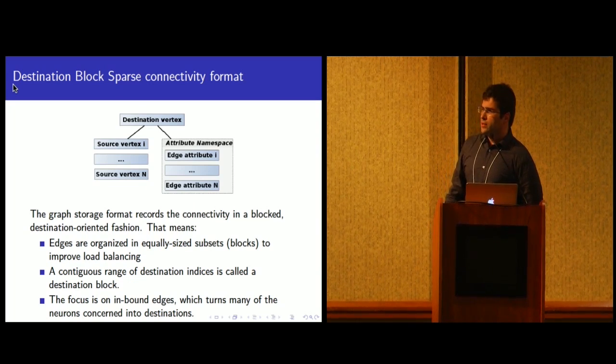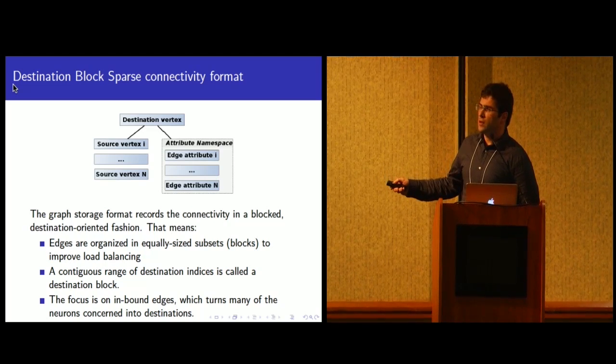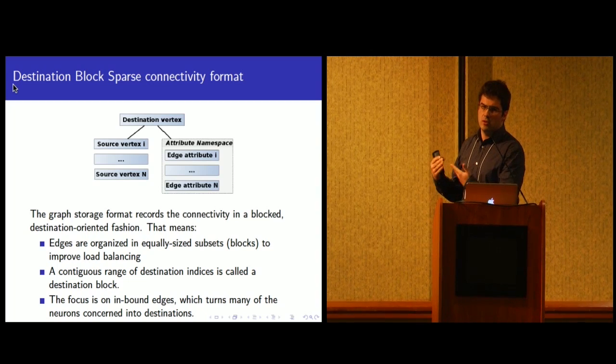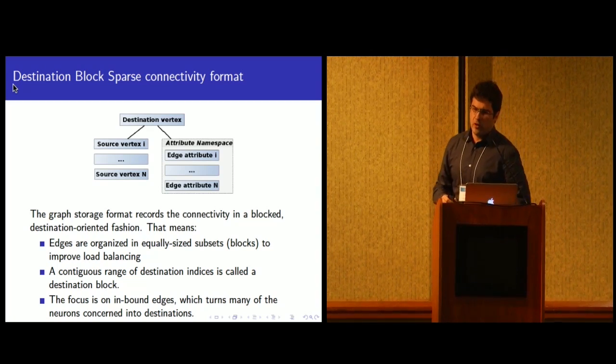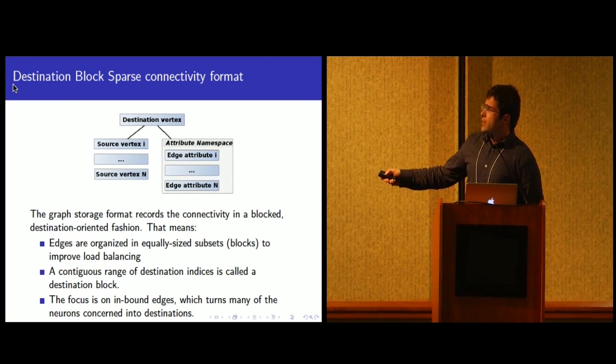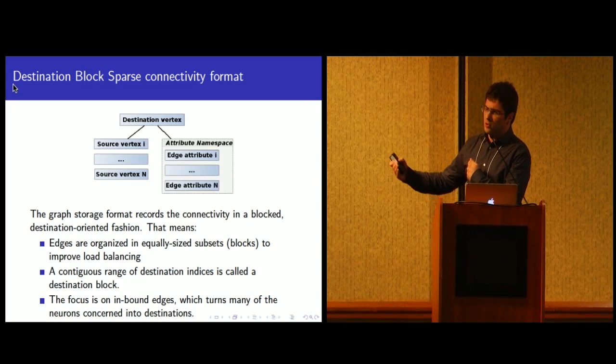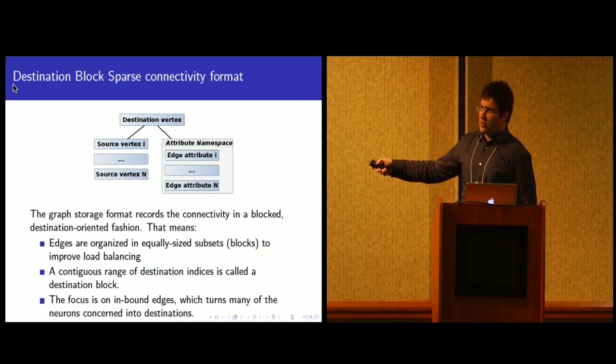So we devised a format for representing sparse graphs, which we call the destination block sparse connectivity format. The idea is that the sets of edges are organized in blocks so that each block contains approximately the same number of edges, which seems to improve load balancing. In addition, the format is centered on destination vertices, which have associated with them the source vertices of all their incoming edges, as well as an arbitrary number of numerical attributes associated with each edge.